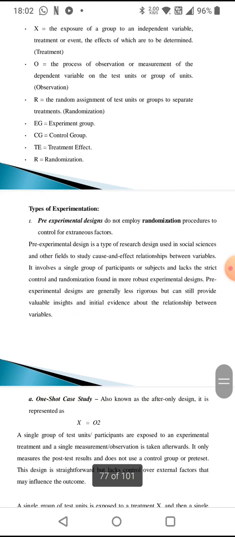So coming to the types. First is pre-experimental design. The basic thing is, in pre-experimental design they do not employ a randomization procedure to control the extraneous factors. Pre-experimental design is a type of research design used in social sciences and other fields to study the cause and effect relationship between variables. It involves a single group of participants or subjects and lacks the strict control and randomization found in more robust experimental designs. They are generally less rigorous, but still provide insights and find a relationship between the variables.